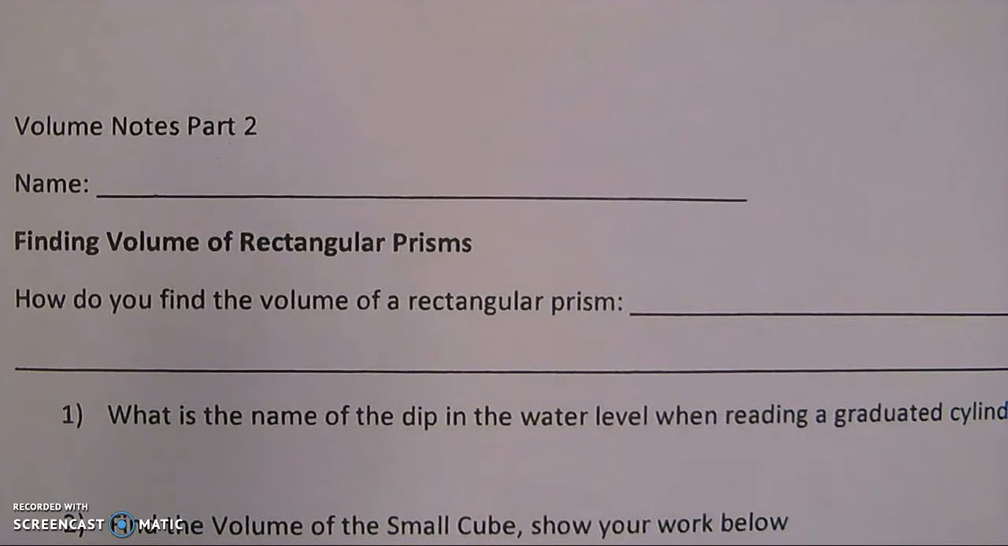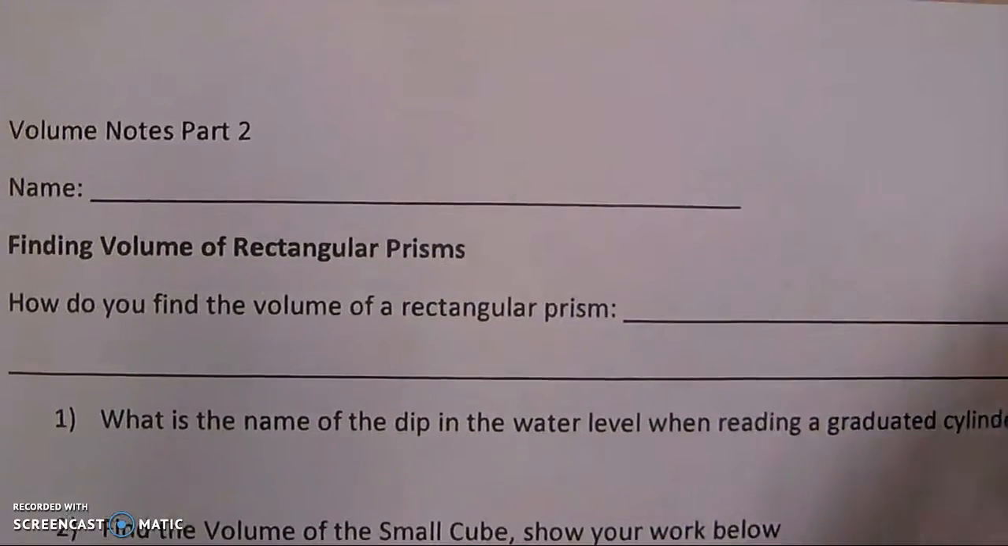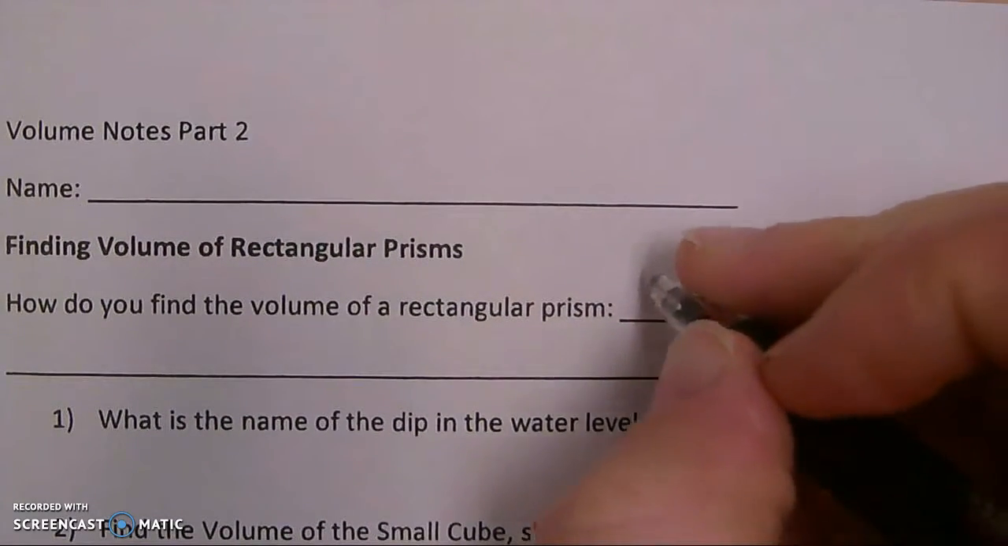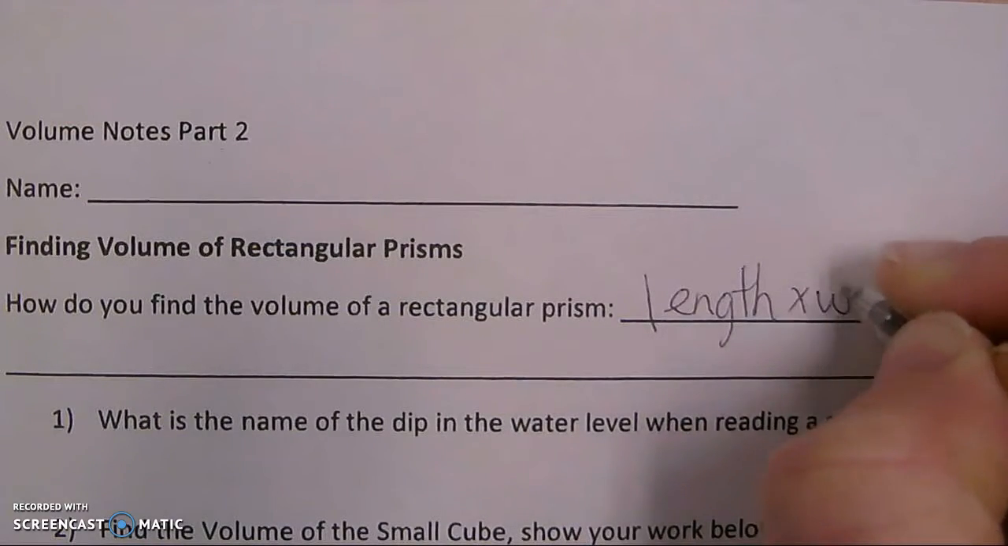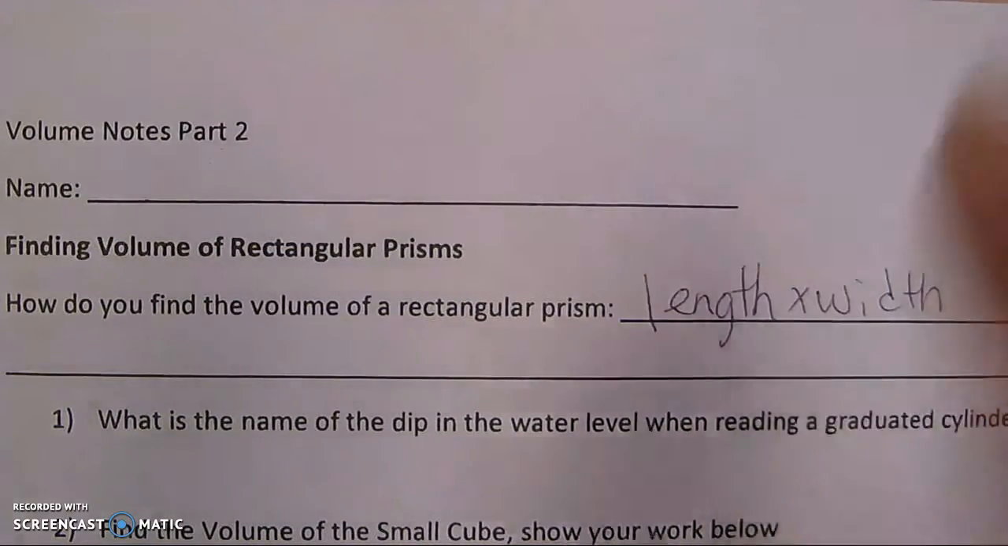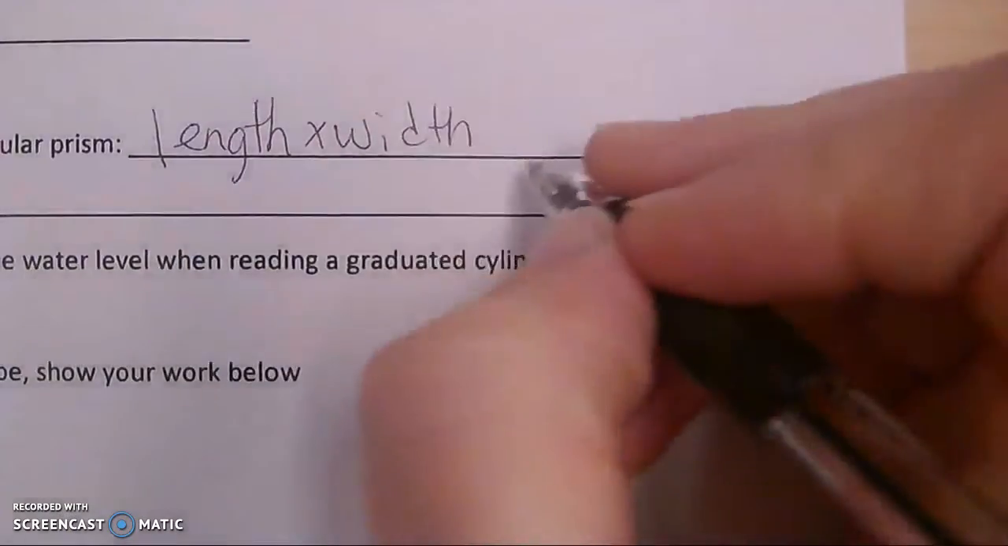Right, these are our volume notes part 2. So we're going to focus on finding the volume of a rectangular prism. How do you find the volume of a rectangular prism? You will take the length times the width times the height.